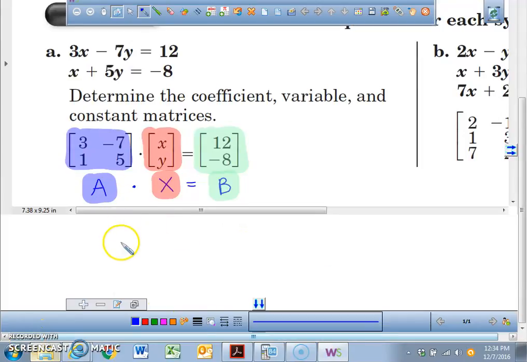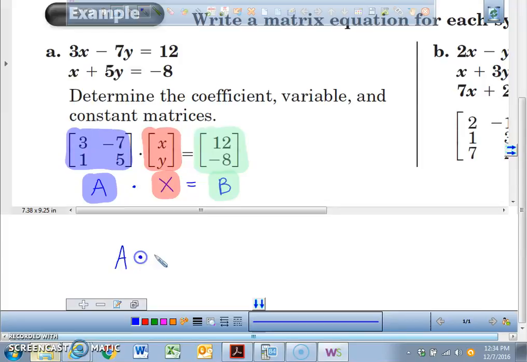All right, so what I want you to do right now is I want you guys to write matrix A times matrix X equals matrix B. All right, so this matrix times this matrix will equal this matrix.